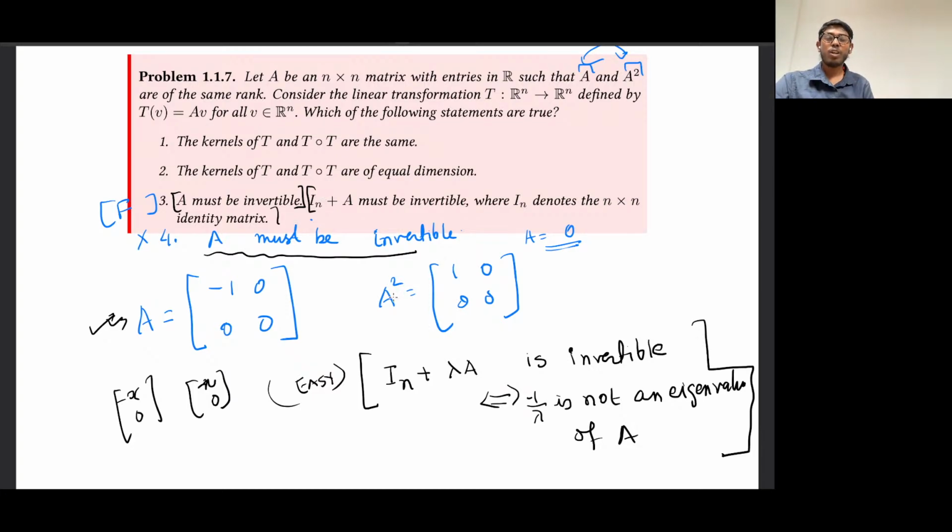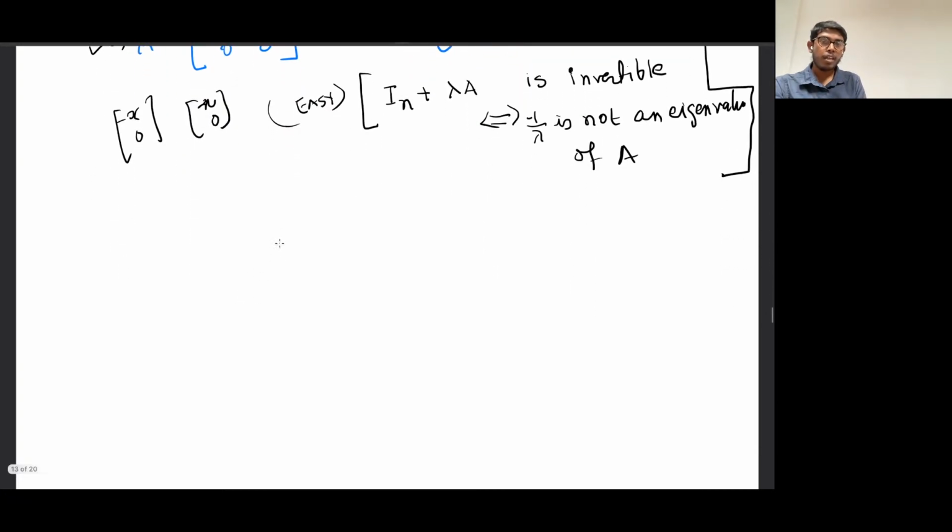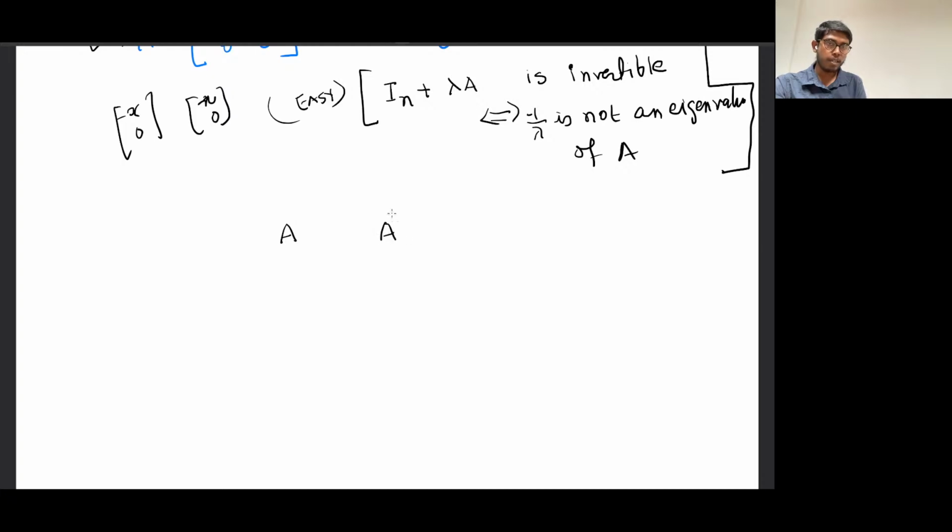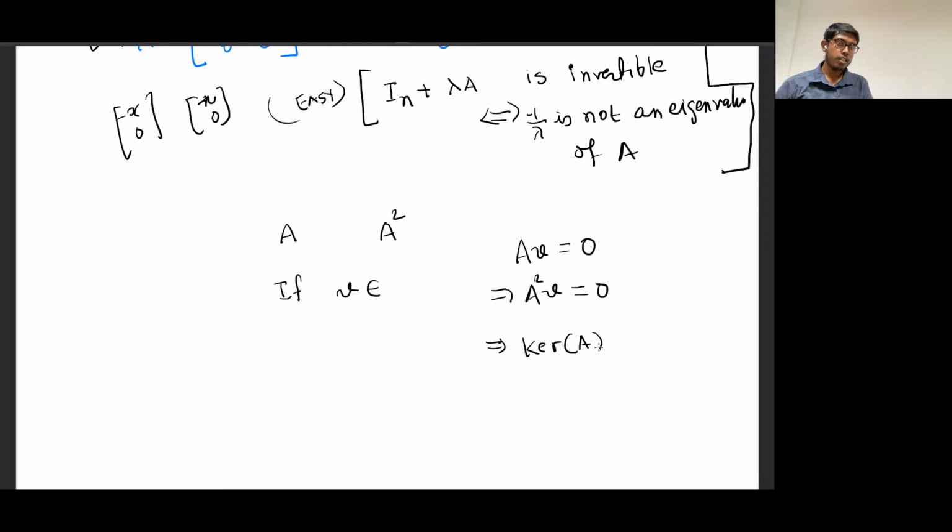Right. Okay, let's see, what about the kernel and even the range, we can talk about. Rank is same. So let's see. A and A square are two matrices. What can we say? If v is in the kernel, so if Av equals 0, this implies A square v equals 0. So this implies that the kernel of A is contained in the kernel of A square.